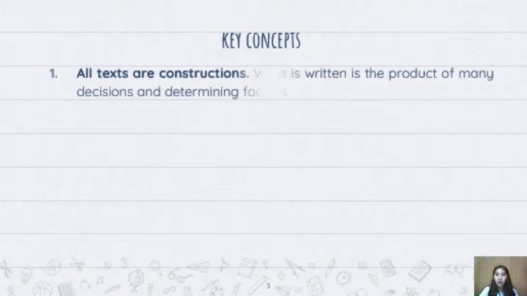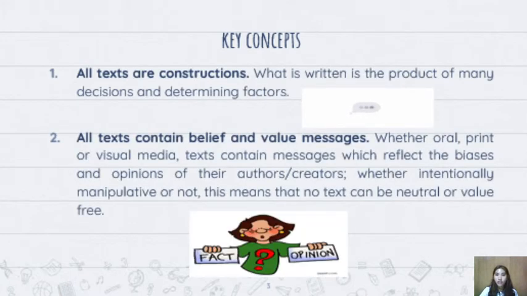There are also key concepts. Number one, all texts are constructions. What is written is the product of many decisions and determining factors. The messages are constructed based on the author's attitudes, interpretations, and conclusions. They also present productions which have specific purposes.